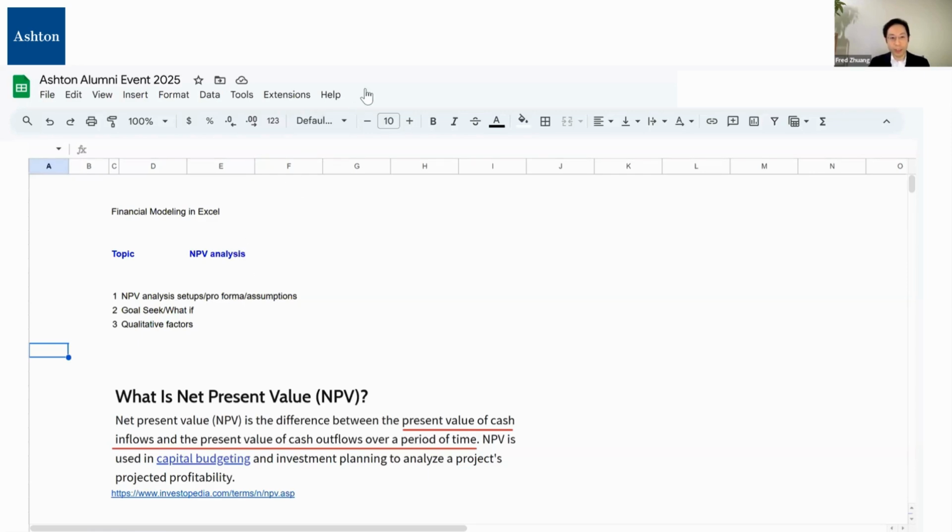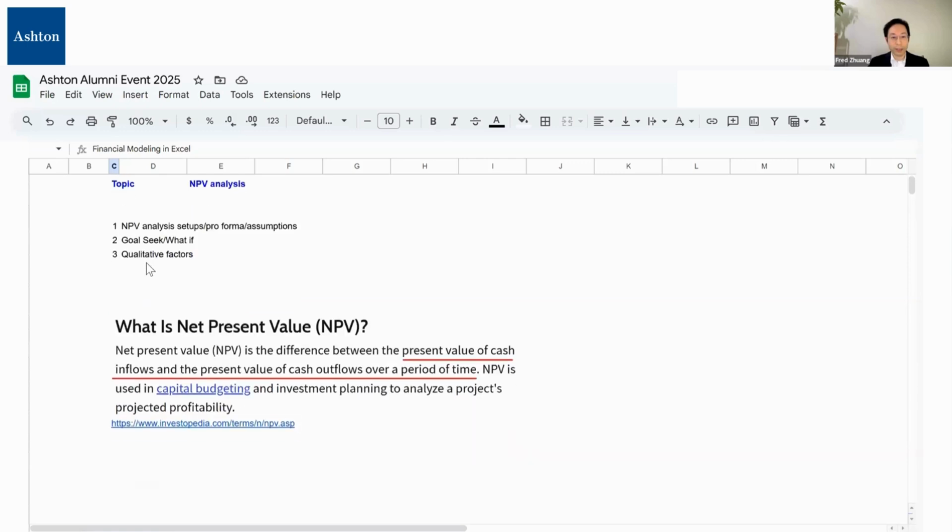Hey guys, hope everyone is doing great. I'm going to share my screen. So the topic for this session is just a quick introduction for myself. I'm one of the accounting faculty at Ashton, and normally I just present the accounting sessions, and this time I'm presenting the alumni event. My background is a chartered accountant from the automotive industry, and I also did my master's and specialized in real estate and sustainability. So the topic for this session is financial modeling in Excel, specifically regarding NPV analysis.